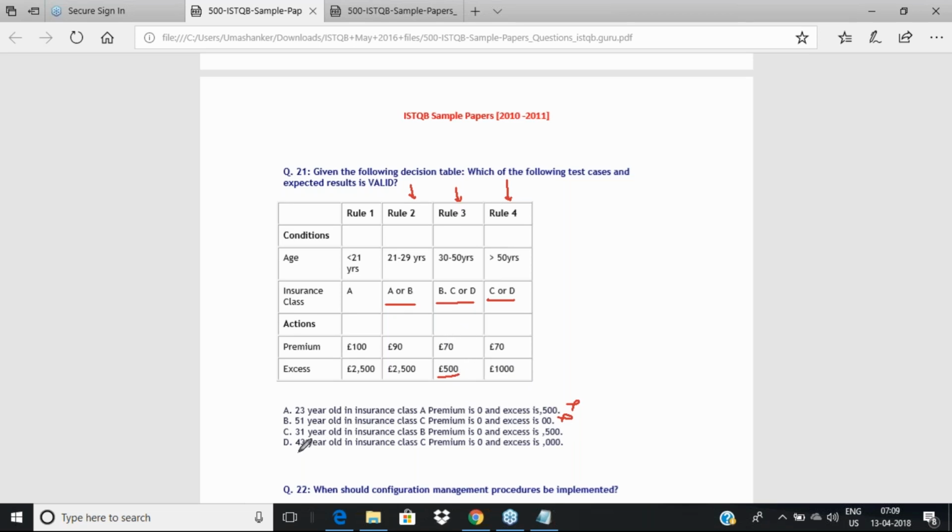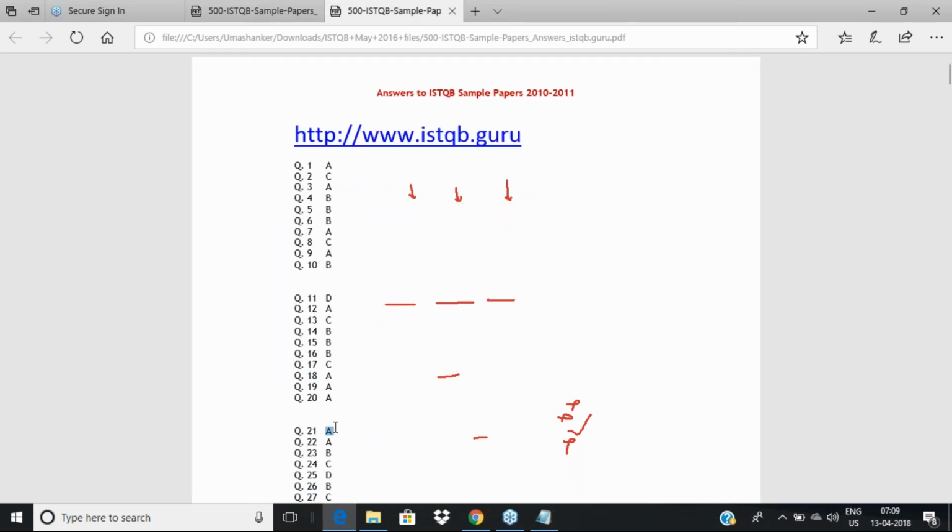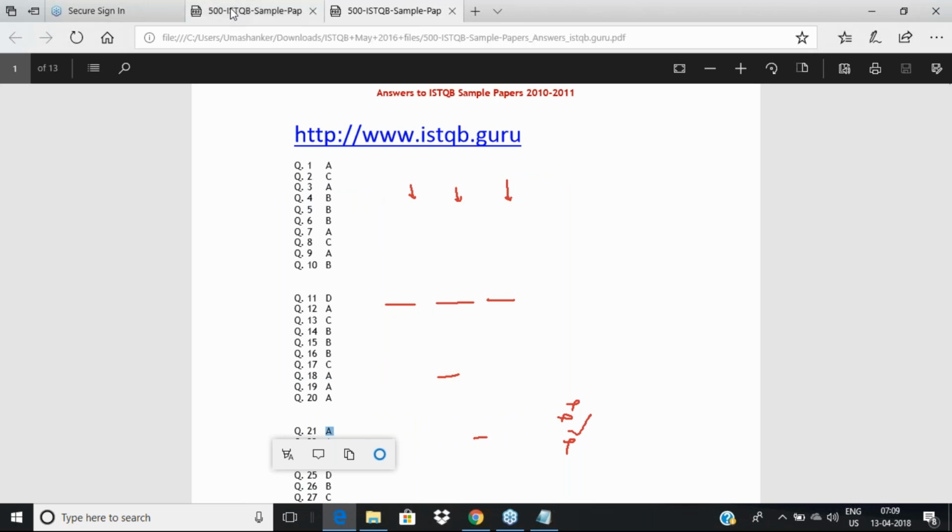Okay, let's look at the last one. 43 years old, 43 years again comes here. Premium is 0 and excess is 0. So this is definitely wrong. And with a print mistake or any reason, C could be the answer because this could have been printed wrong. Okay. So which question is this? 21. 21A.